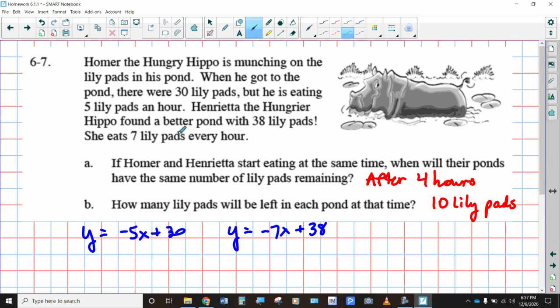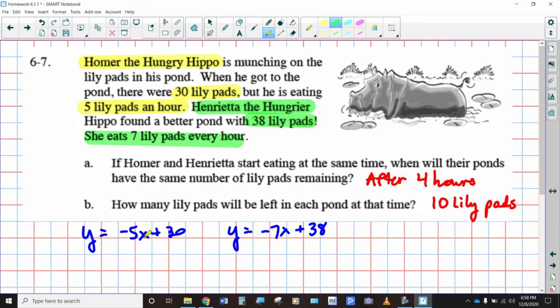All right, and now we have a system of equations type of problem. We've got two different hippos here. We've got Homer, the hungry hippo, and he is munching lily pads in his pond. When he got to the pond, there were 30 lily pads, but he's eating 5 lily pads per hour. Then you've got Henrietta the hungrier. She found a better pond that had 38 lily pads, and she is eating 7 per hour.